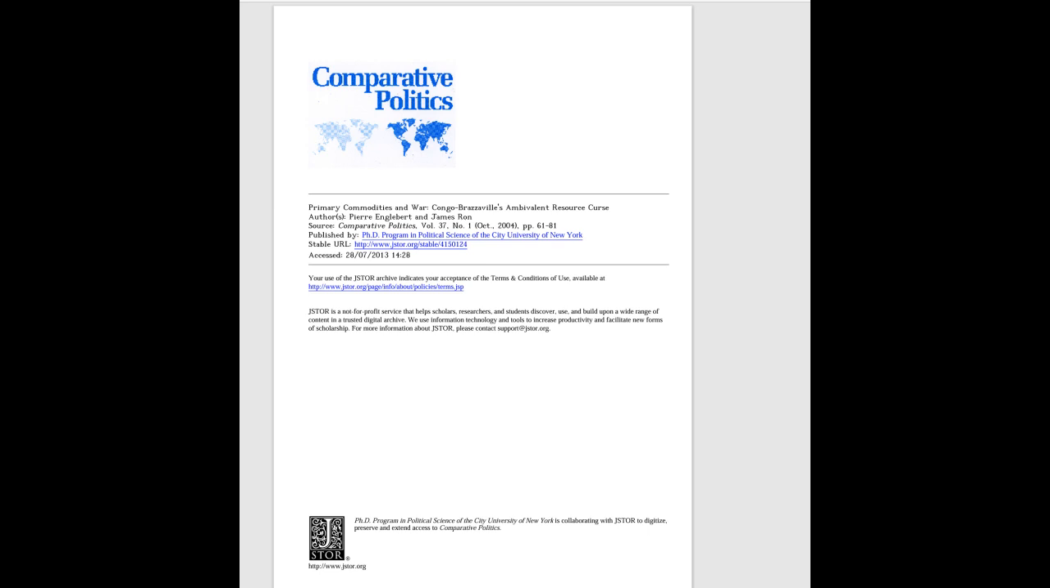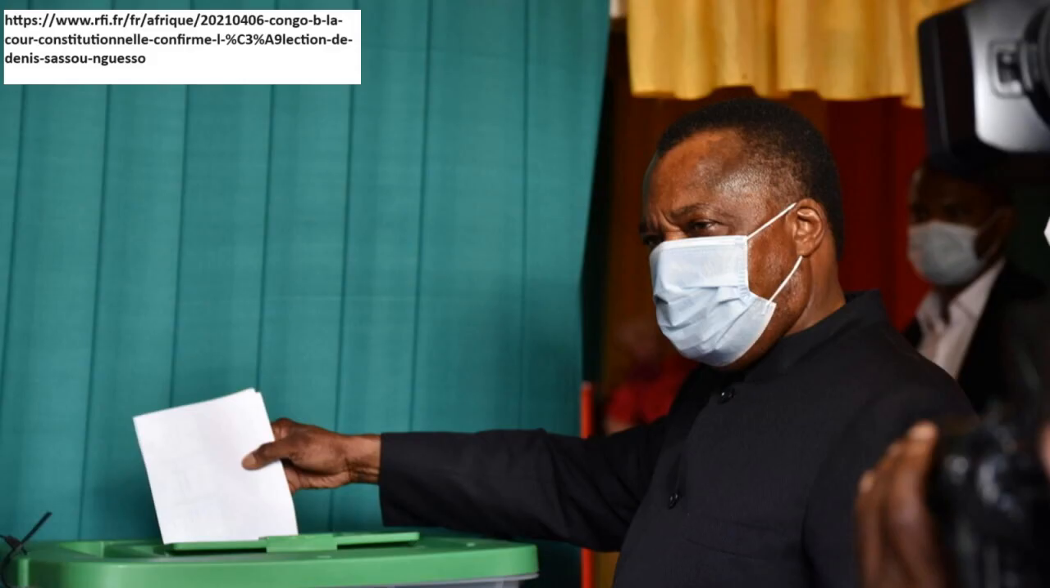It's a pretty interesting article, and I'd recommend it if you want to learn more about the 1997 civil war in the country, or learn a bit more about the phenomenon of the resource curse. So Sassou re-entered into office and has been in charge of the country ever since.